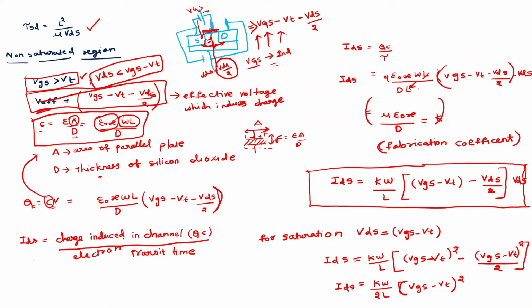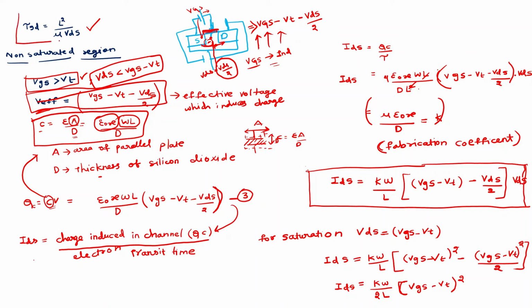as I told earlier, wait for one minute. So we will get epsilon x WL by D into VGS. Okay, we have got the charge, let it be 3. But whatever I told earlier, IDS equals current flowing, which equals charge induced divided by electron transit time. So substitute these 3 in the numerator.